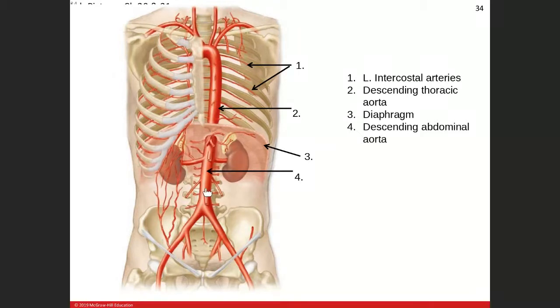Once it pierces through the diaphragm, it is now known as the descending abdominal aorta. And then it bifurcates around L4, L5 into your right and left common iliac arteries. And then the right and left common iliac arteries will bifurcate into the external iliac artery, which will go on into the leg, and the internal iliac artery, which will supply all these structures down here in the pelvis. Okay, good so far? Not too bad?